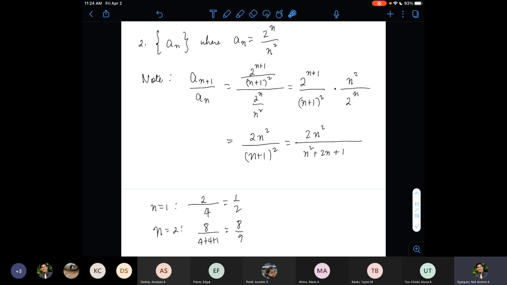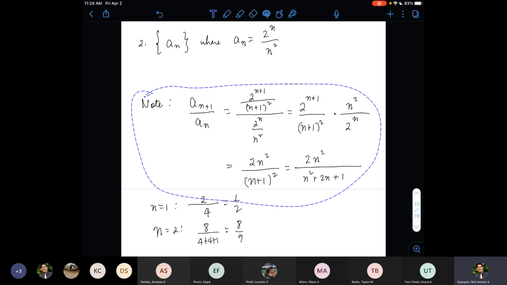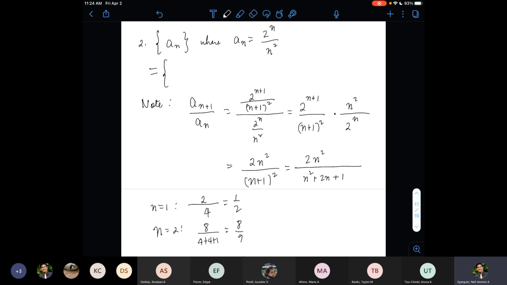Maybe this is easier than what I tried to do. Let's try to list the first few terms. I thought this is the example I answered in one of the tutorials where a_{n+1} over a_n gave me a nice expression. But anyway, let's try to list down the elements and see if the pattern shows here. So if n is equal to 1, we get 2. If n is equal to 2, we get 4 over 4, which is 1. If n is 3, we'll get 8 over 9. And if n is 4, we'll get 16 over 16. Did I do the substitutions correctly?